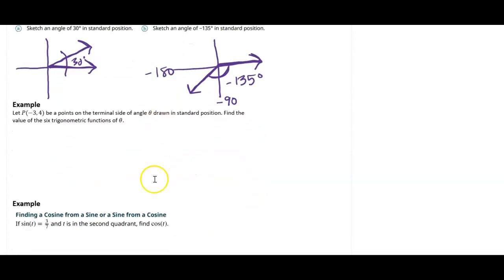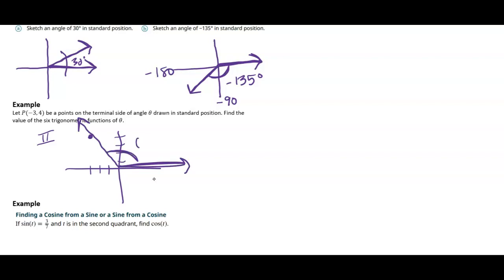All right, so let's say that the point P is at negative 3, 4. So it's here in quadrant 2. And that's one of the points on our terminal side of the angle. So that means that this is probably our angle here. It could be the other way, but I'm going to just draw it from a positive perspective.